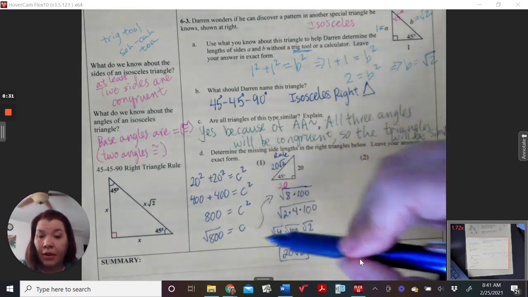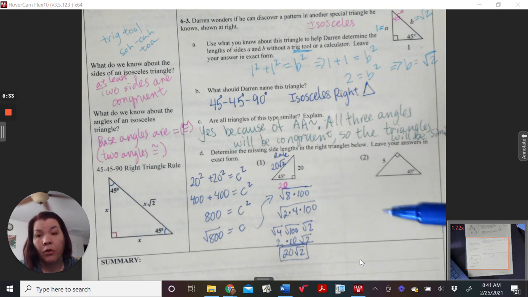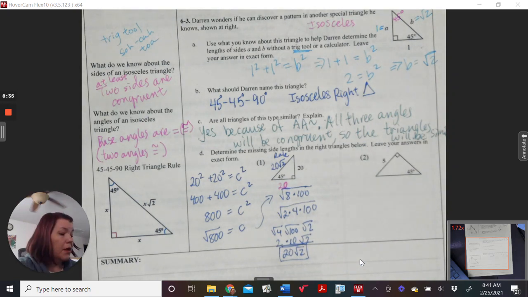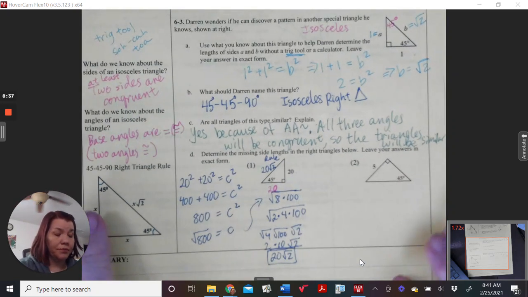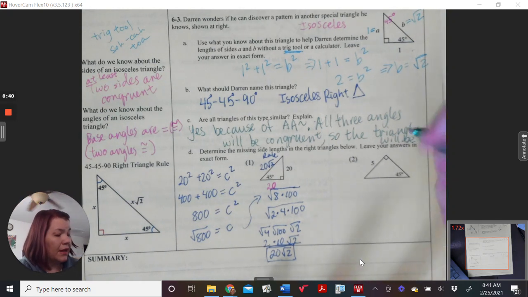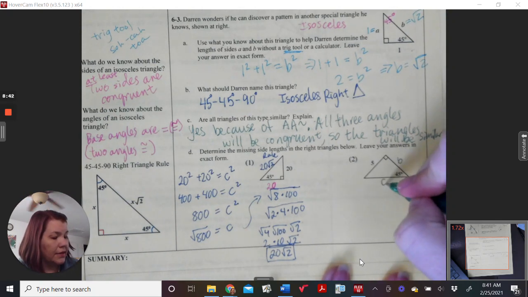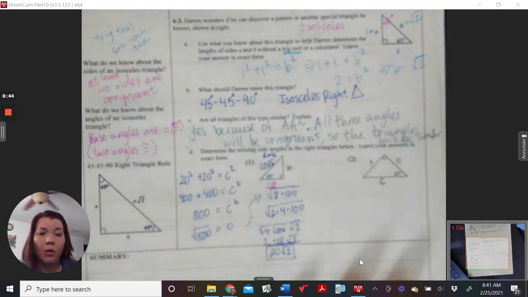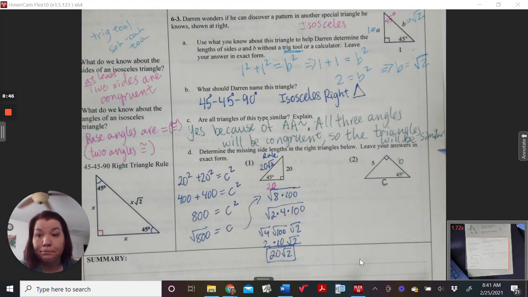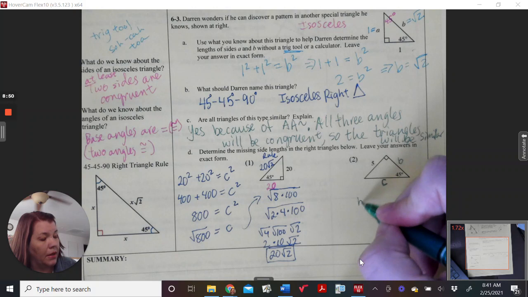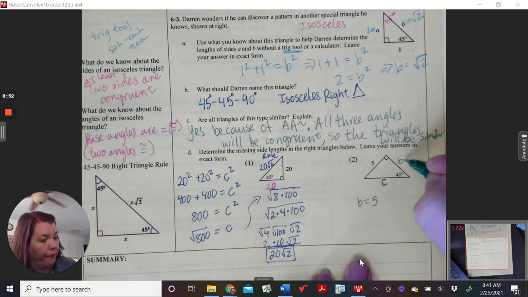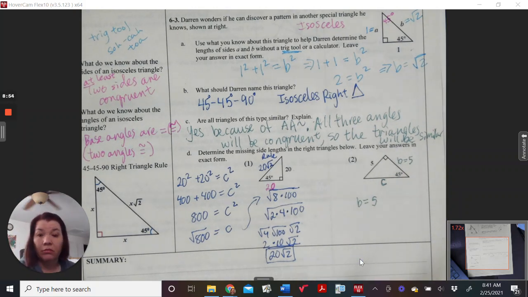So I'd like you to try number 2 on your own. We're going to label this side B and this side C. Go ahead and tell me what side B is. B is 5. Good job. That one's the easy one. So now, tell me what side C is. Go ahead and pause and figure that out.